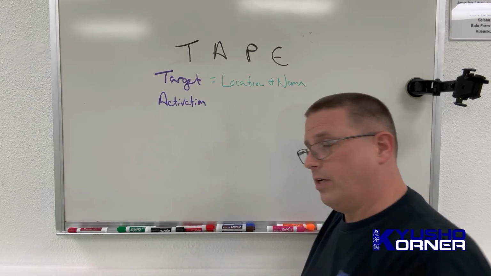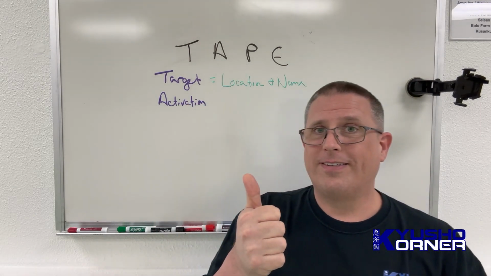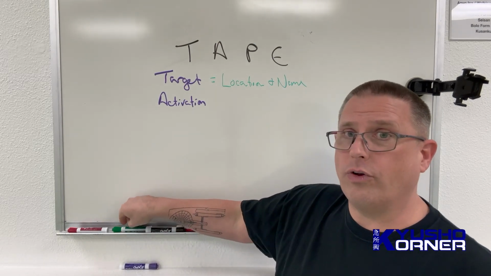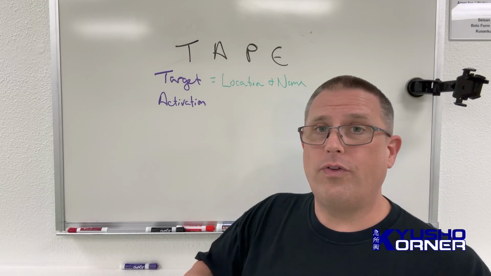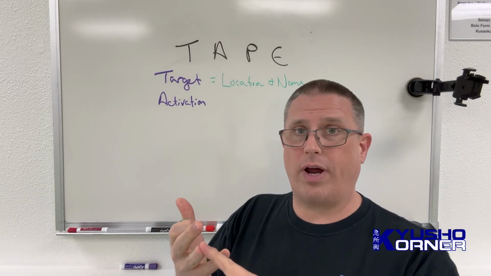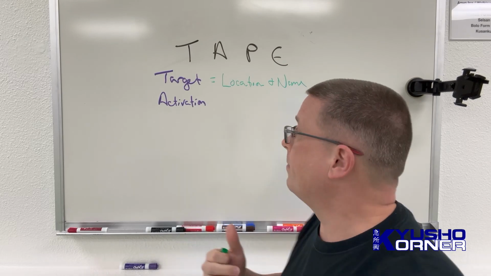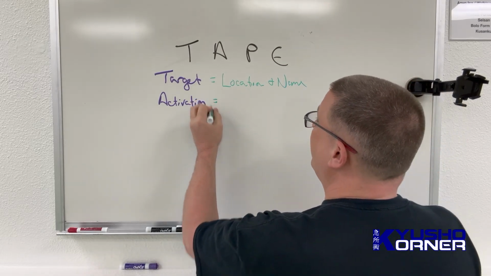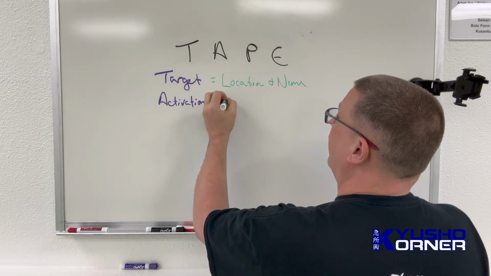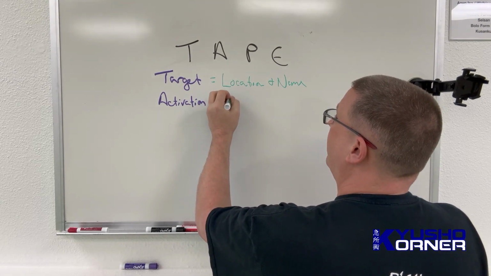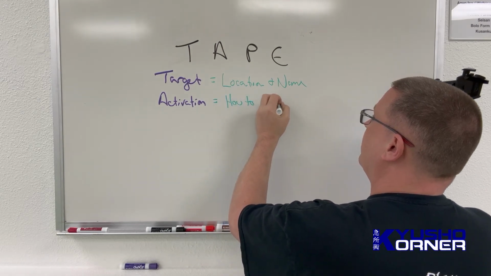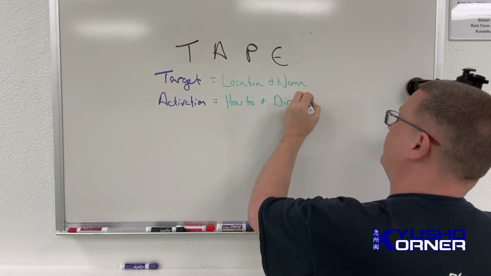You know where it is, you should know how to activate it. So that is twofold. You should know not only how to activate it, which could be a rub, a strike, or a push, but you should also know the correct direction.